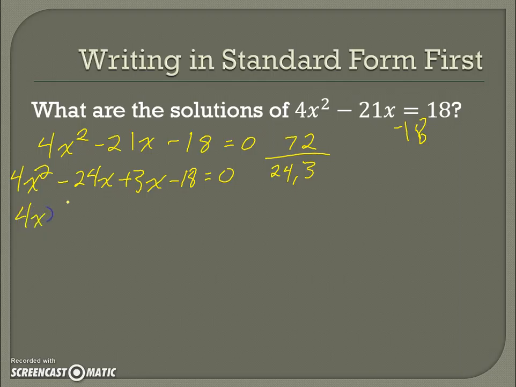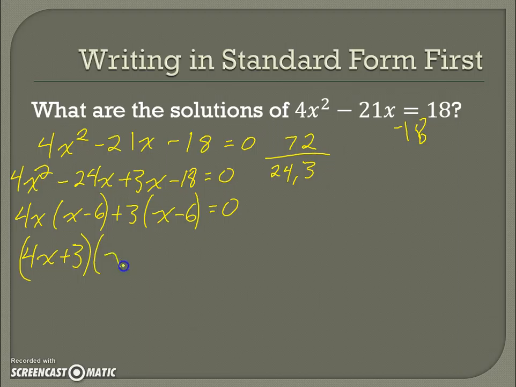Factor out a 4x. I'm left with x minus 6, plus factor out a 3, x minus 6. And then 4x plus 3 times x minus 6. Solve each one of these for 0. So x would be negative 3/4.